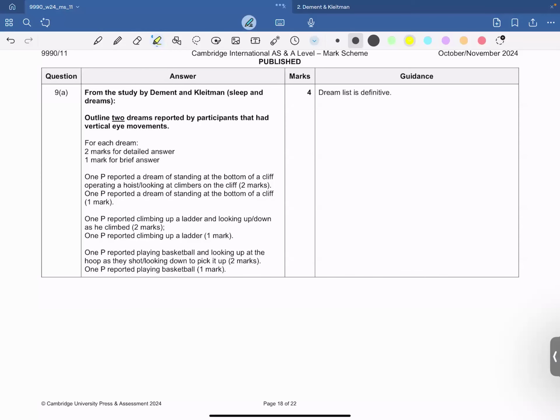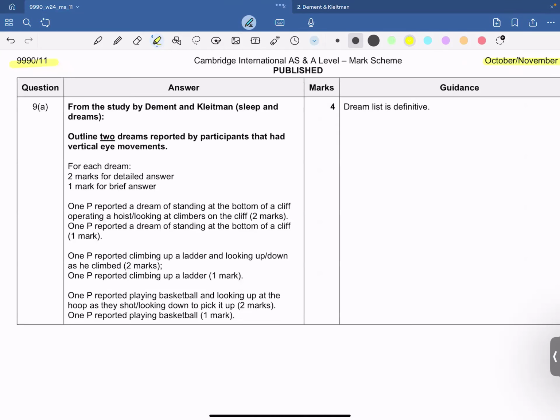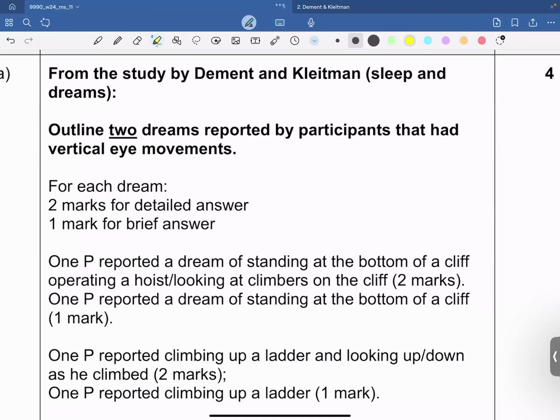Hello, everyone. Let's discuss this question from October-November 2024, variant 1-1. This is question number 9A, and the question reads, from the study by Dement and Kleitman, that is sleep and dreams, outline two dreams reported by participants that had vertical eye movements.